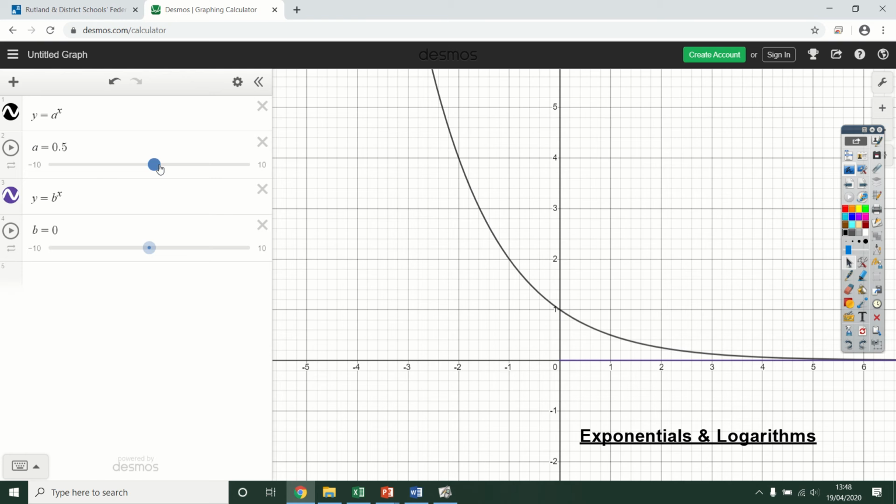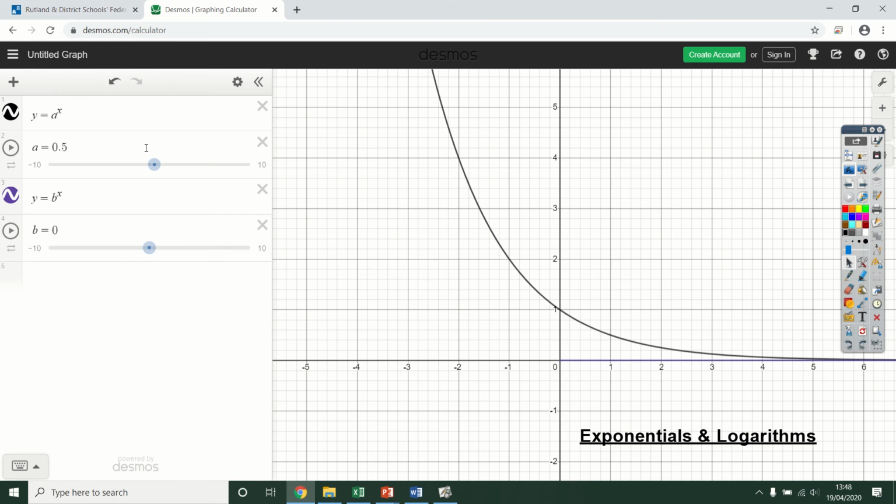If I put in my base to be 0, I've done that already, then you get this purple line over here. 0 to the anything is 0. And you might wonder why it's only got the right-hand side of this function, only positive values of x. Well, you might want to think about that. What would happen if you plugged a negative number into this second function here? If it was 0 to the x and you put in -1, what would happen? Why can't you graph that? Okay, so that's basically the shape of the exponential curve.